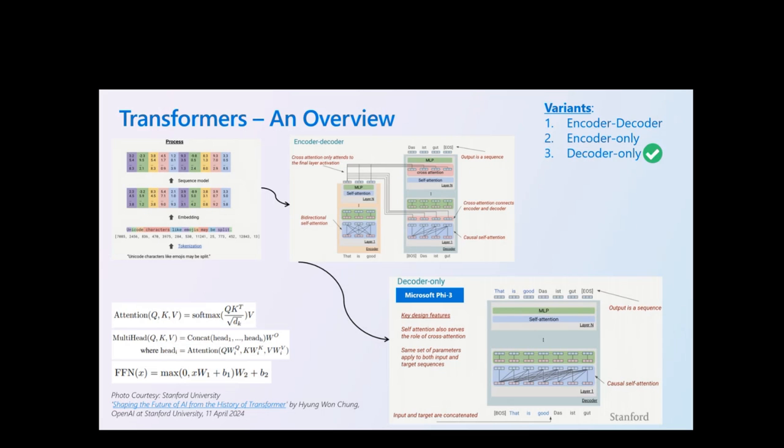First, you concatenate the input and target. Second, you apply the same set of parameters to both the input and target sequence. Then we use self-attention, which also serves the role of cross-attention. If you see these crisscross lines, they play a vital role, right? So the self-attention plays the same role as the cross-attention. This is very important. And then you have an output sequence. So this is technically how an SLM works.